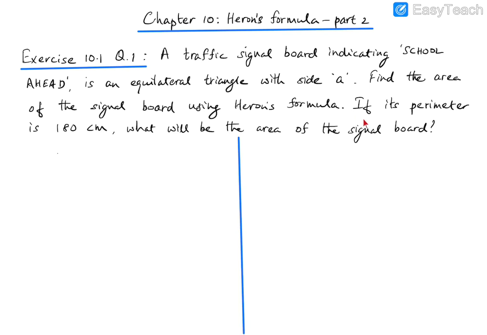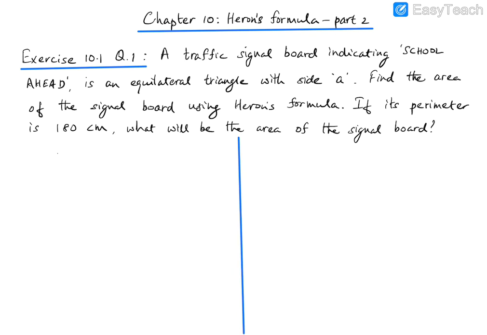Then in the second part of the question, we are asked to find the area of the signal board given its perimeter. From the perimeter, we can find the value of A, and then we'll substitute that in Heron's formula to compute the area of the signal board.